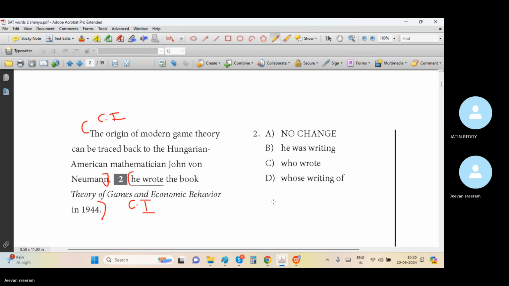He wrote the book. Who wrote? Who wrote can make the related second portion incomplete. Whose writing of is redundant. If you go with he was writing, it's also complete only. If you use who wrote instead of he, if you use who wrote the book Theory of Games and Economic Behavior, that makes it incomplete. If you use who wrote, that makes the related portion incomplete, then usage of the comma is going to be supported. So this is also a new kind of question you should remember.